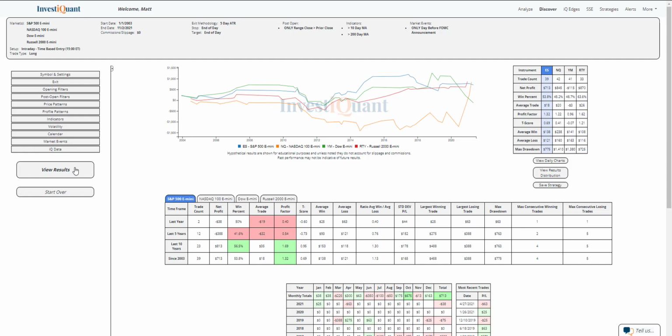Average moves here are pretty similar in size for the S&P and for the Russell. Looks like the NASDAQ a little bit larger average win, Dow a little bit larger average loss. But I'm seeing pretty messy stats here, not seeing anything that looks too reliable, not seeing agreement between any of the instruments. So I'm not seeing much of an edge here.